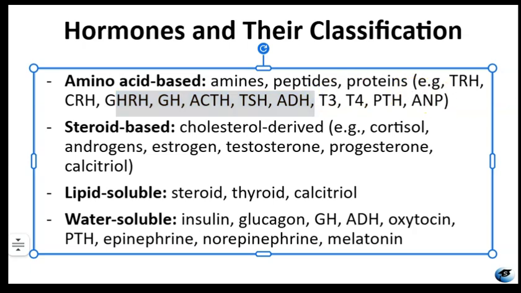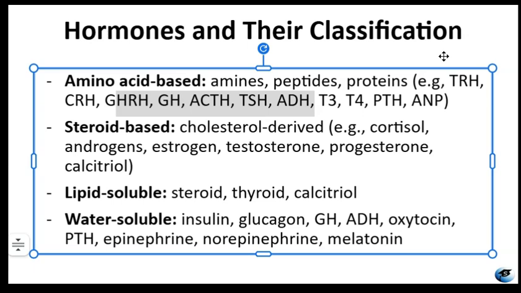Another important group is your steroid-based hormones, which are derived from cholesterol. This group includes cortisol, androgens, estrogen, testosterone, progesterone, and calcitriol. Because of their lipid-soluble nature, steroid hormones can easily cross cell membranes, and they typically have longer-lasting effects. When considering solubility, hormones are often categorized as either lipid-soluble or water-soluble. So we just talked about the lipid-soluble hormones, the steroids, but also thyroid hormones and calcitriol. And these are going to diffuse through the cell membrane to bind with receptors inside the cell.